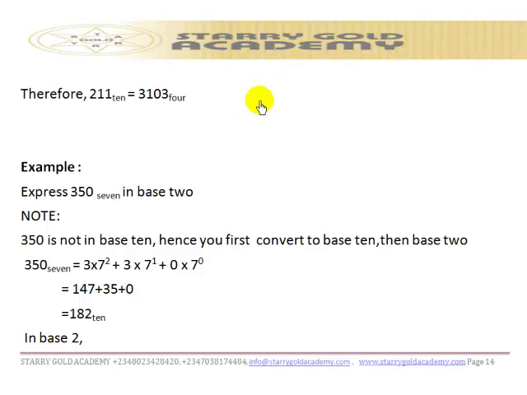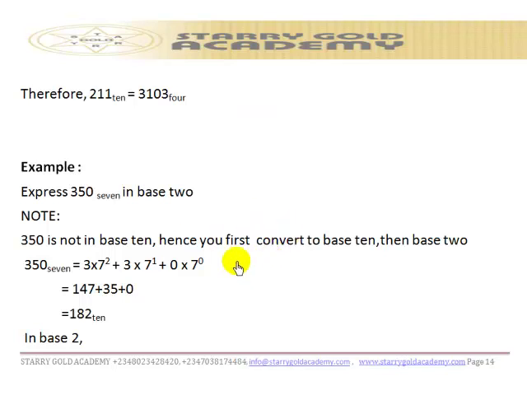The question is asking you to convert a number from base 7 to base 2. Like I said, the number is not in base 10, it's in base 7. So what do you do? You convert first to base 10, then from there you convert to base 2. You are only permitted to convert directly if the number you are given is in base 10. But because this one is in base 7, you must first convert to base 10.